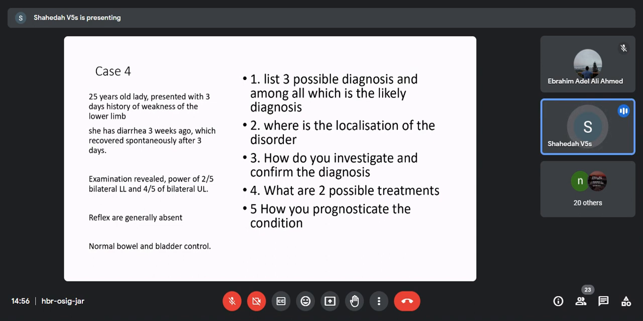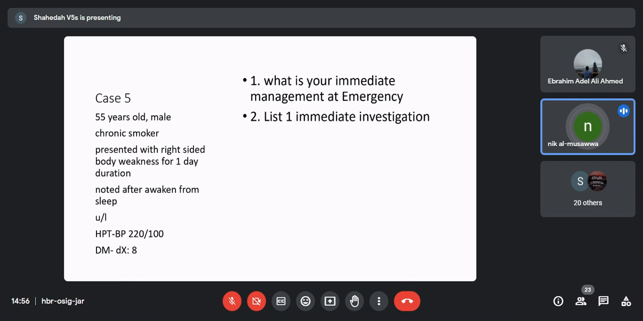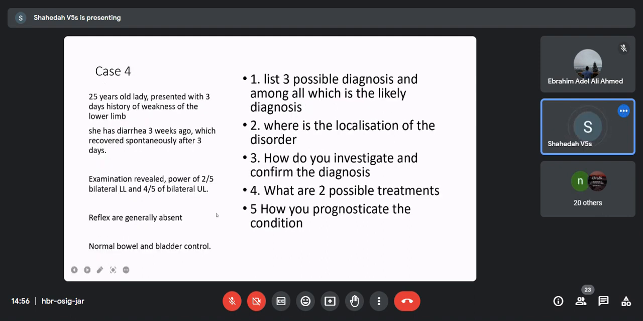Excellent. How do you prognosticate the condition? For the prognosis of this patient, I think this patient has a good prognosis because the age is less than 40 years old, and she has normal control of the bowel and bladder. Usually GBS has normal bladder and bowel. It's not a spine problem because the bowel and bladder peripheral nerves are not affected in GBS. So this is not the prognostication.